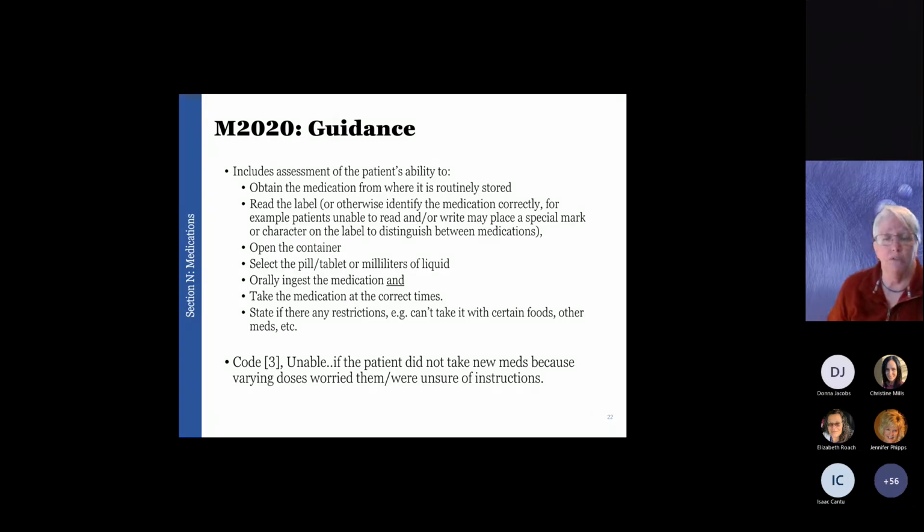I can't take it with certain foods, or I shouldn't take it with my meals, or I should be taking this with my meals. I take this first thing in the morning. I take this late at night. Are they able to state it, and are they stating it correctly?